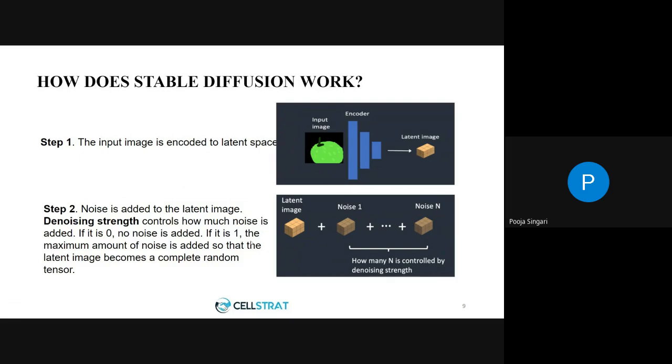And in the second step, you can see that noise is added at each time step to the latent image representation, and how much noise is added is controlled by the denoising strength. So for example, the range which the denoising strength takes is from 0 to 1. If it's closer to 0, there's been no noise added, and it's basically the original image. But if it's closer to 1, it's the maximum amount of noise that can be added, so that the latent image becomes a complete random tensor.